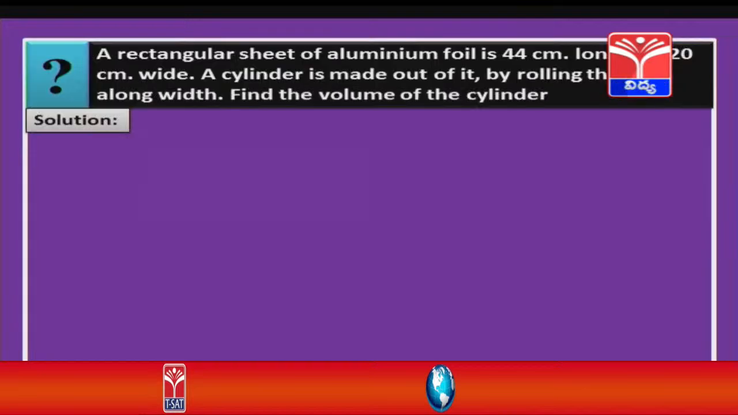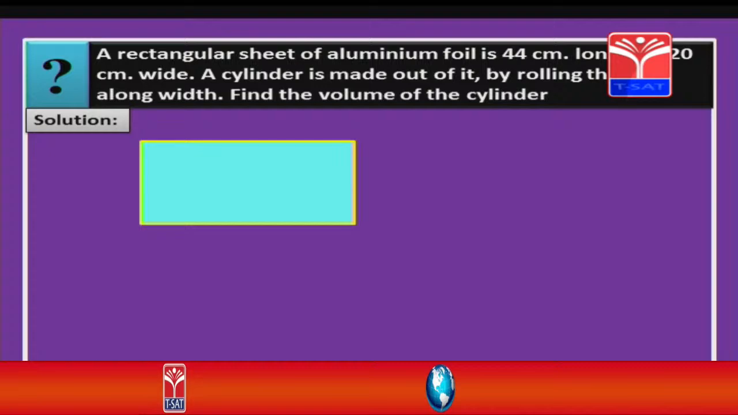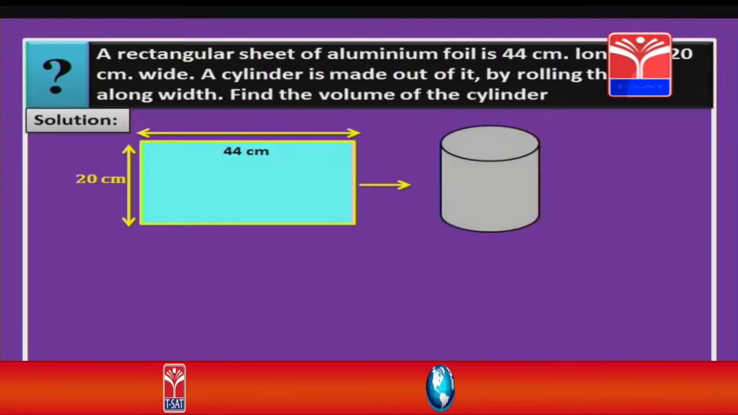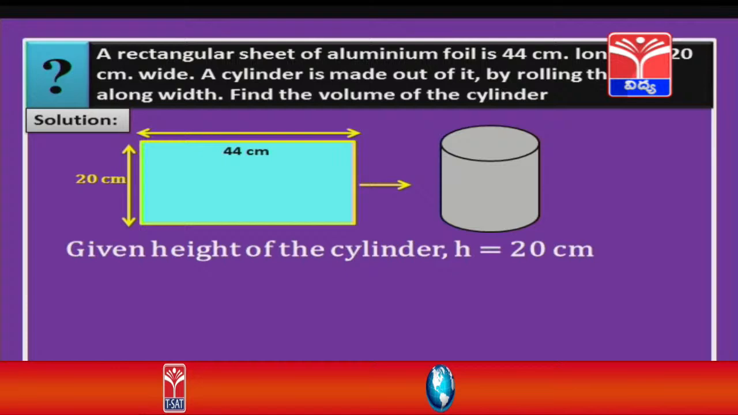Let us start with the solution. So, there is a rectangular foil of length, how much children? 44 centimeters. And what is the width children? Yes, 20 centimeters. Now, this is folded to form a cylinder. So, that means height of the cylinder is nothing but 20 centimeters, because this breadth which is 20 centimeters is rolled along the side. So, the same height it has, that is cylinder, that is 20 centimeters.